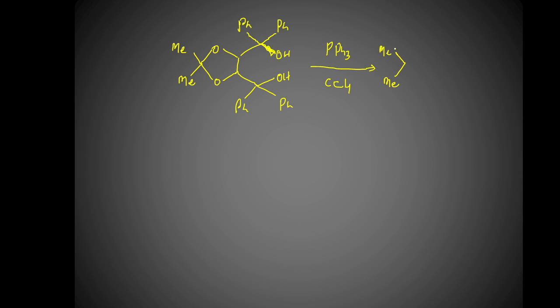So this is my Me, this is Me. Over here I have O, over here I have O, and I get this type of product. So this is Ph, this is Ph. Over here we get chlorine, and this is Ph, this is Ph. Over here we have the OH group. If I use excess of this reagent, then this may also get substituted over here.